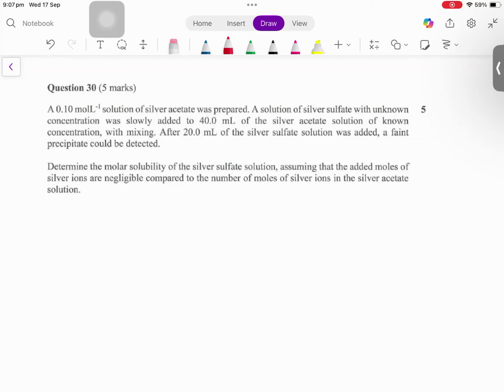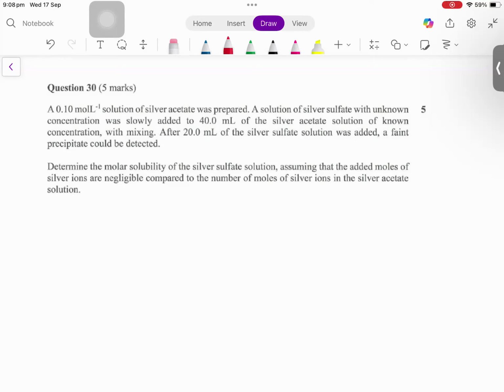A solution of silver sulfate with unknown concentration was slowly added to 40 mL of the silver acetate solution of known concentration with mixing. After 20 mL of the silver sulfate solution was added, a faint precipitate could be detected. Determine the molar solubility of the silver sulfate solution, assuming that the added moles of silver ions are negligible compared to the number of moles of silver ions in the silver acetate solution.